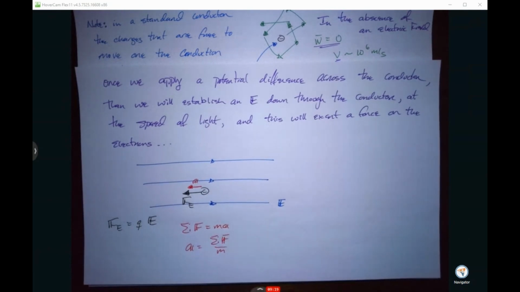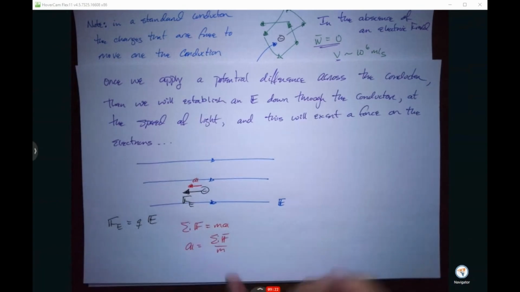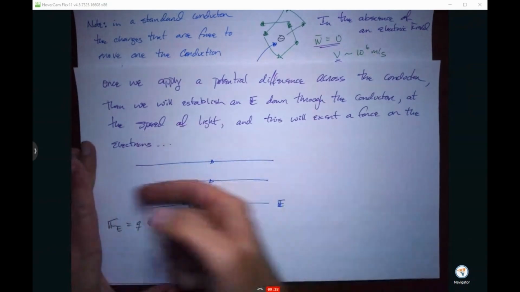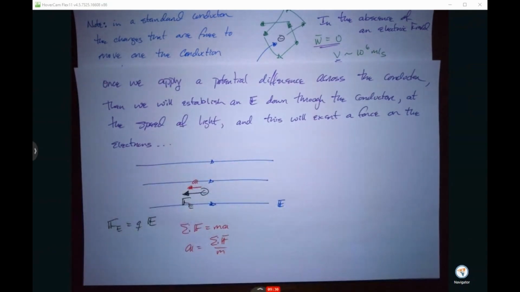Okay. And so this will cause the electron to accelerate. And so now what you would think is that it should end up going faster, faster, faster down along the length of the conductor. But that isn't really quite the case.